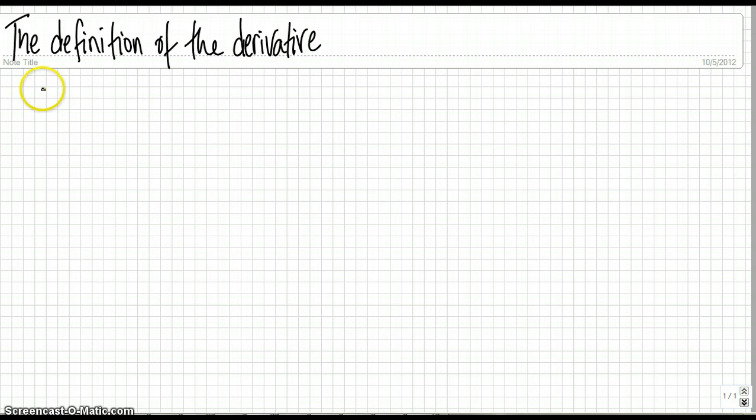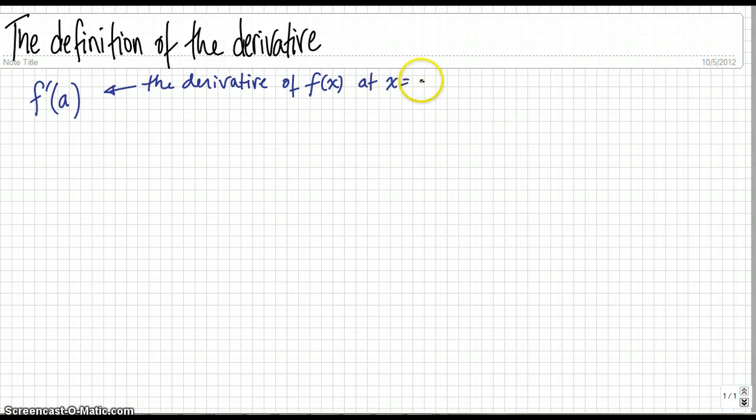The derivative, which we write as f prime of some input a, we call that the derivative of f of x at a if we want to talk about it. So you can say the derivative of the function f of x at x equal a. We often also simply read this as f prime of a is another way to read it as well. Either way, we mean the derivative.